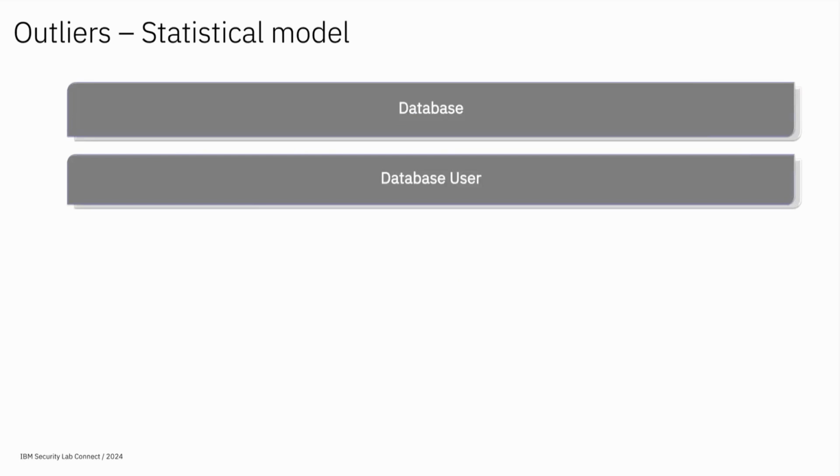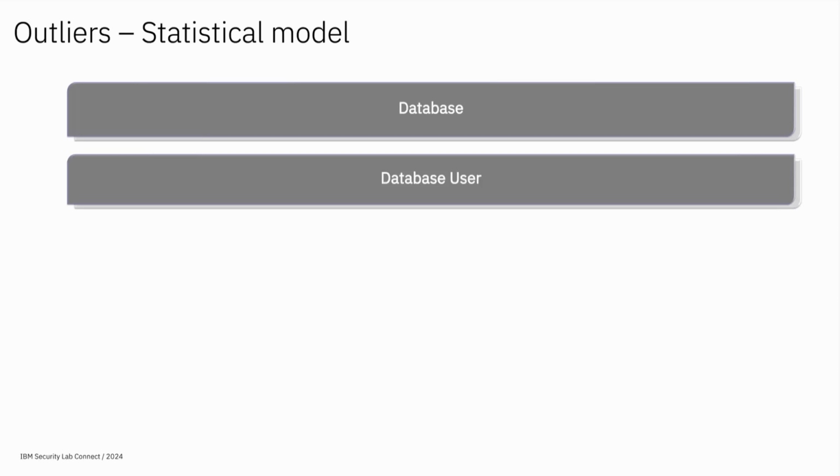Outliers is based on a statistical model, and this model is looking at two sources. What are those? Database and database user. It means that for every database and for every database user, we keep a statistical model that is giving us the normal behavior or the normal activities for that database and database user. Initially, when the outlier mining process is started, this statistical model is empty. We accumulate the data when we get the activities from the sources.